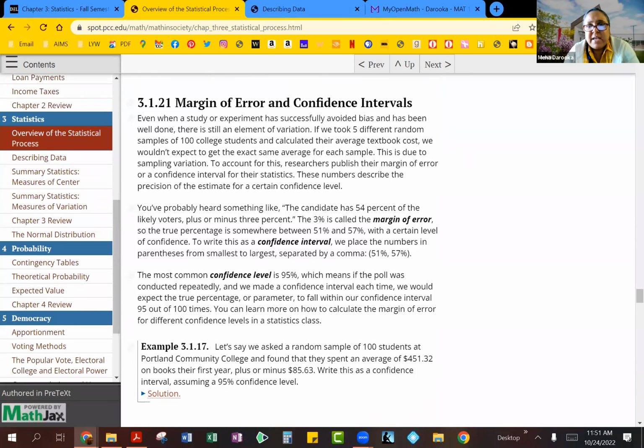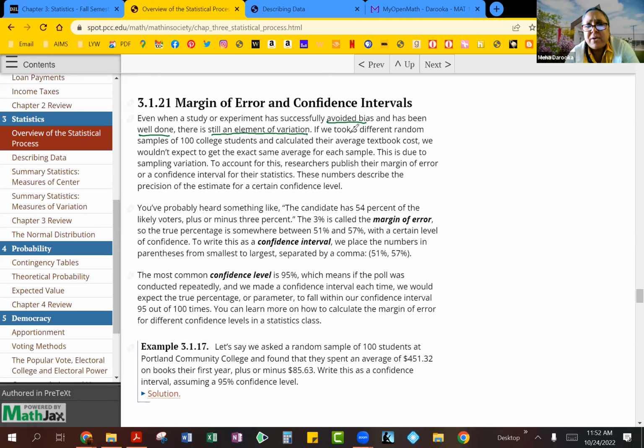Now, the last part here, guys, we want to talk about is the margin of error and confidence intervals. I had kind of brought this up when we first started talking about chapter 3. Anytime you are conducting research or a survey, and we were talking about how USA Today does those daily polls, they always mention what kind of confidence interval, or for that matter, margin of error, a study might have. So we're basically saying even when a study or experiment has successfully avoided bias and has been done really well, there can still be an element of variation.